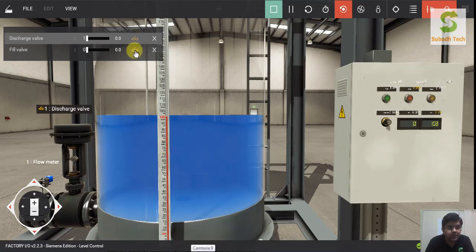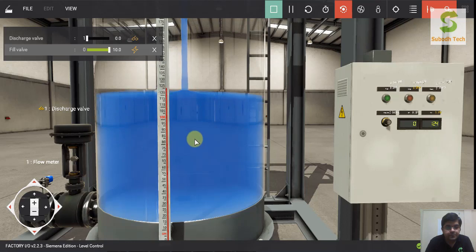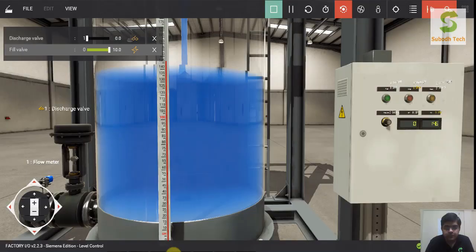Let me increase the level. See, the level is getting increased on the display. Here also the values are getting changed. You can see that the voltage is varying, it is increasing. Stopping here. Let's stop them. 160, 164. The water is shaking inside, so that's why the value is not the same.